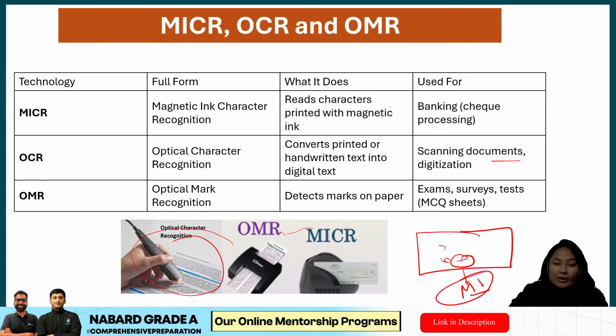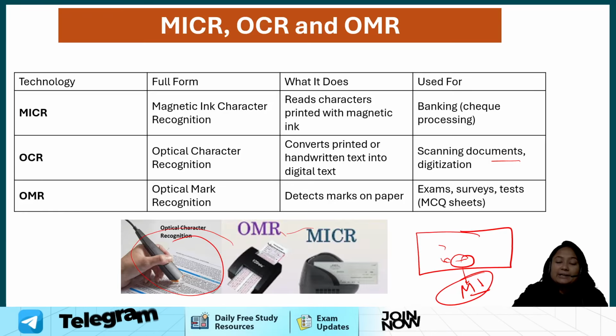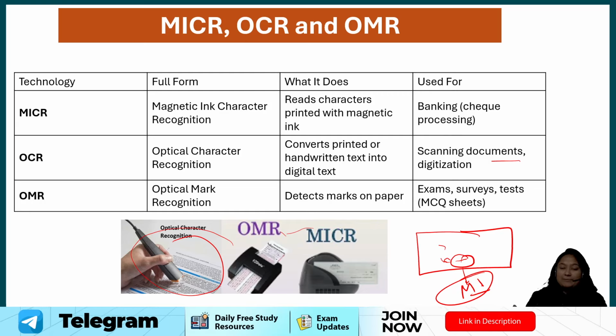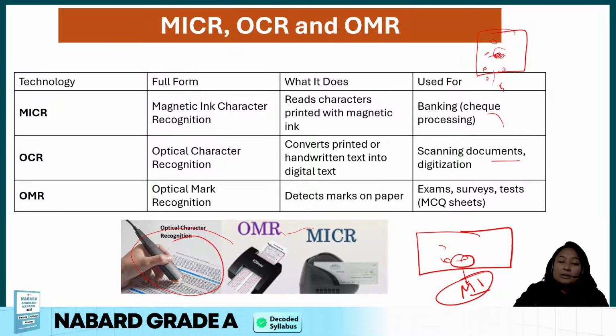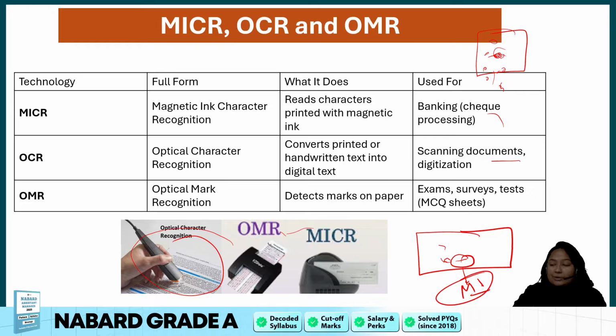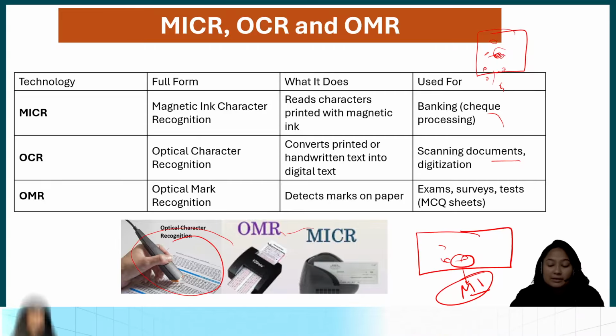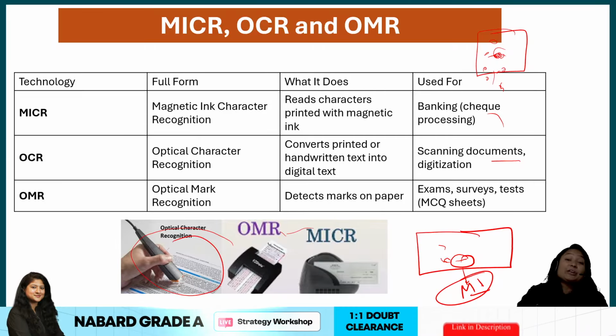Then we have OMR, optical mark recognition. Optical mark recognition detects the marks on paper. In your examination you must have seen, you get the OMR sheet, and on the OMR sheet you have options, and wherever you mark, when you run the optical mark recognition machine, it will read it and score the exam. Okay, so this makes the process of checking the examination very very fast.